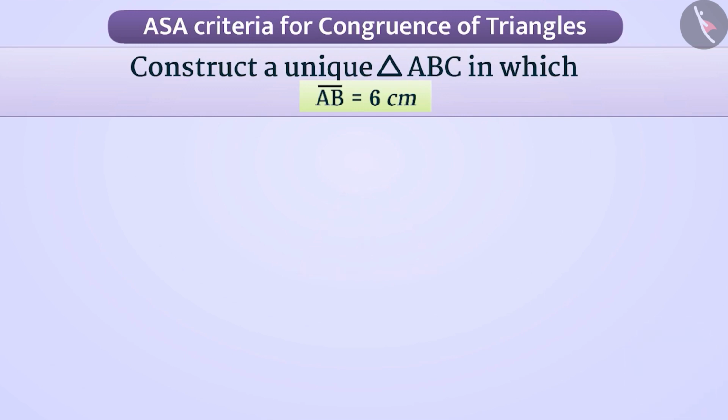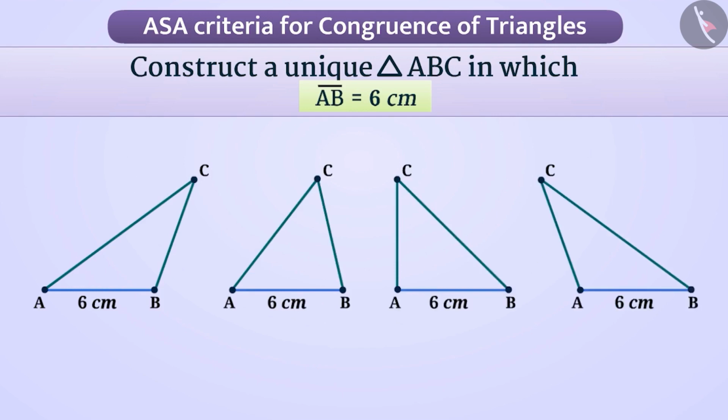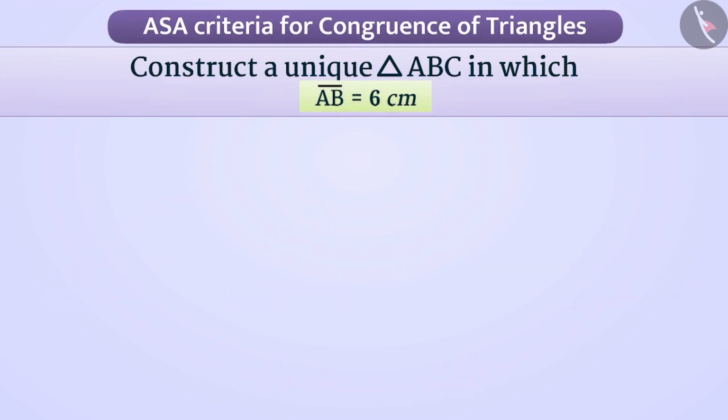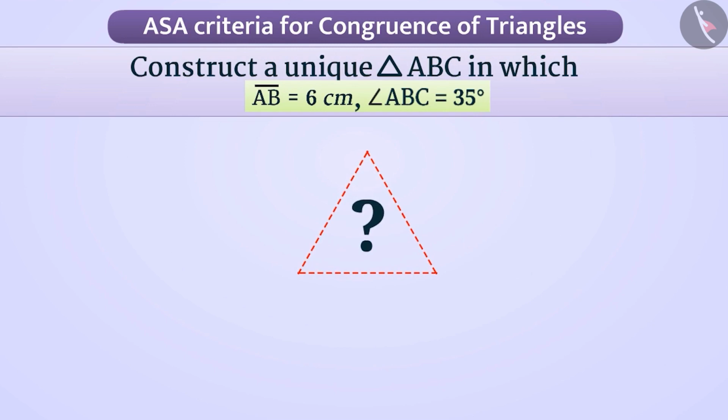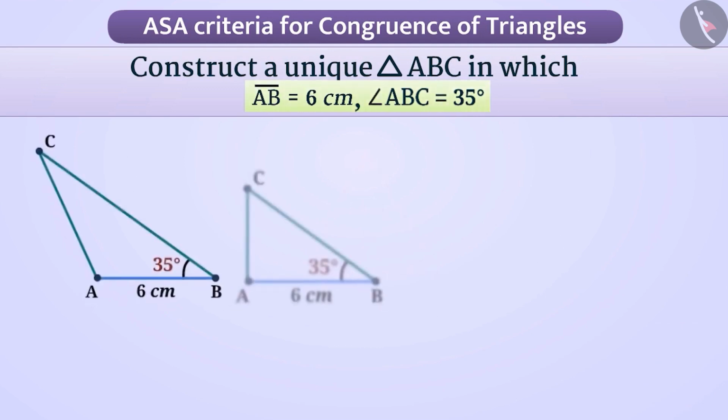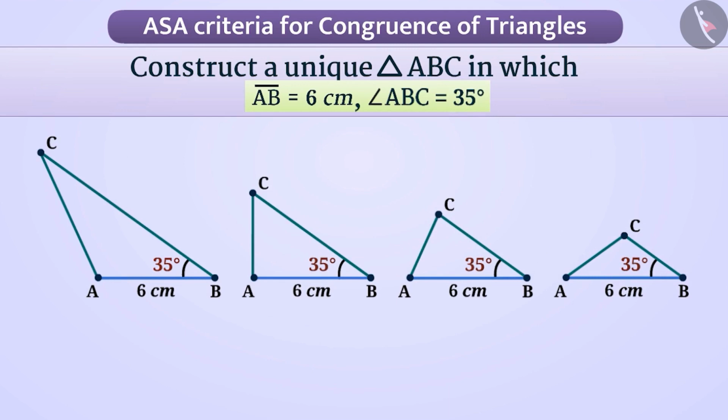Let me tell you, with this information, we can draw any number of triangles ABC, but it will not help us create a unique triangle. Consider this. If you're given the length of side AB as 6 cm and the measure of angle ABC as 35 degrees, will you now be able to produce a unique triangle? Think for a while. Let me explain. In this case also, we can draw any number of triangles ABC, but again, we will not be able to produce a unique triangle.